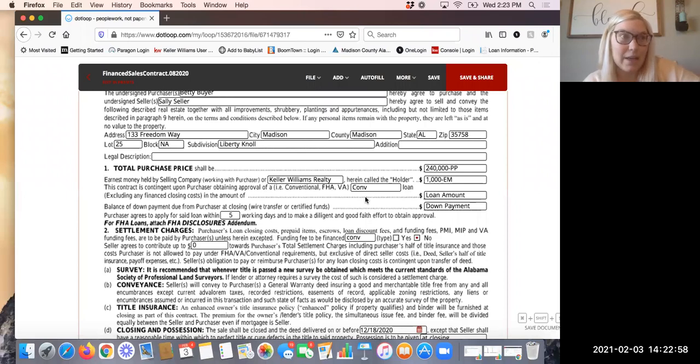However, they decided that they want a conventional 10% down loan whenever we get under contract. Can you do that? Answer is yes, you can do that. The correct way to do that, not every time does this happen, but the correct way to do that is to do an addendum changing the amount down for the loan.